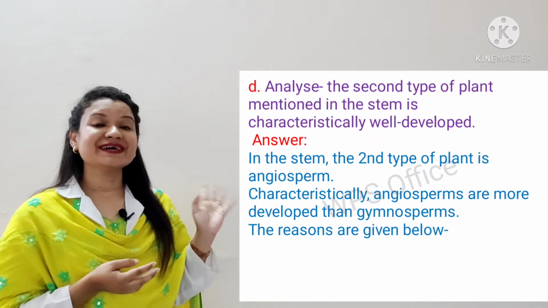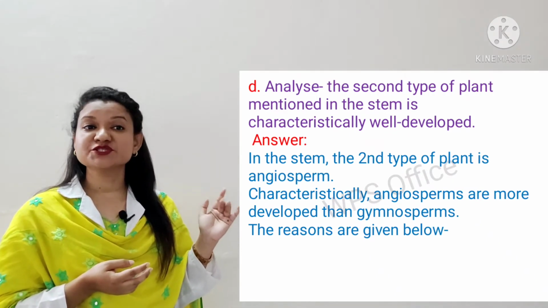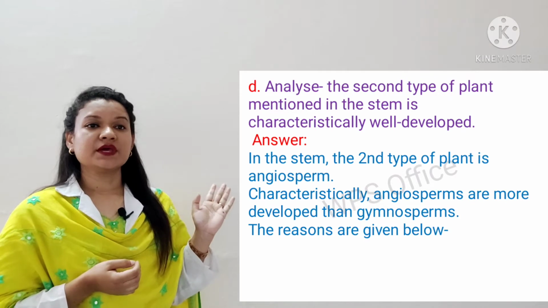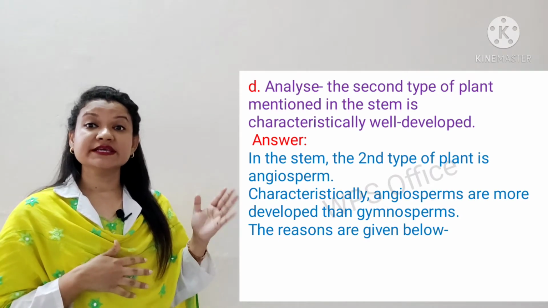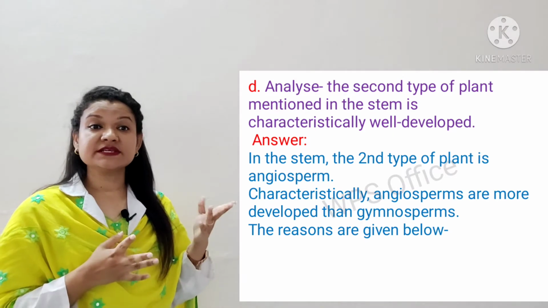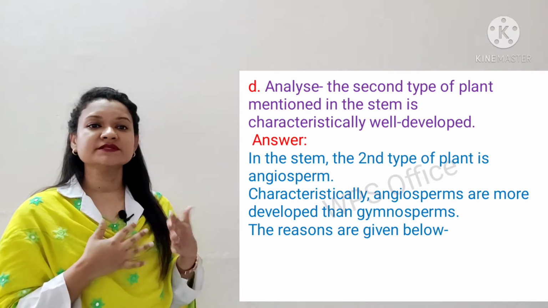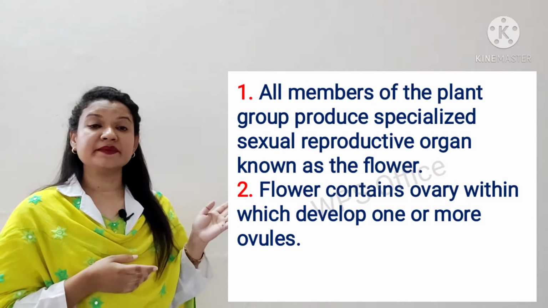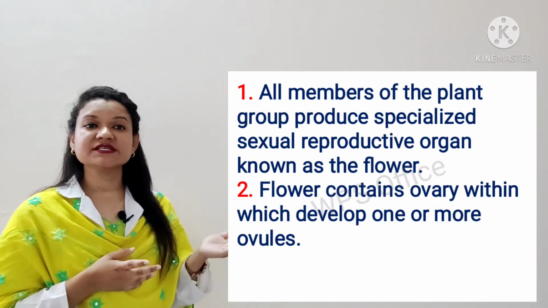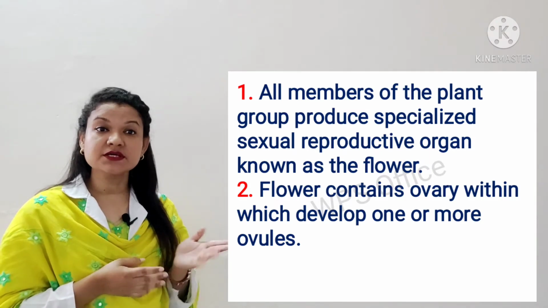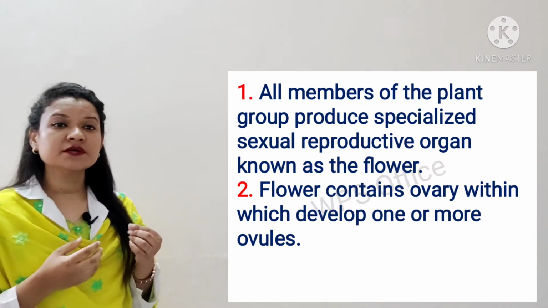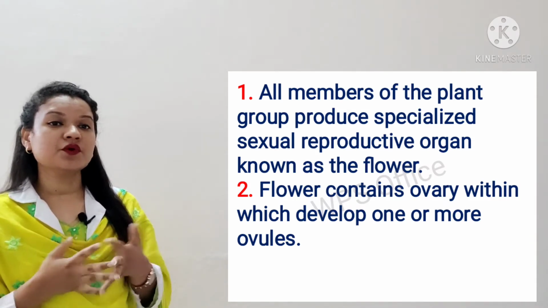Our question was: analyze why the second type of plant mentioned in the stem is characteristically well developed. So, the answer is: in the stem, the second type of plant is Angiosperm. Characteristically, Angiosperms are more developed than Gymnosperms. The reasons are given below. Number 1, all members of the plant group produce specialized sexual reproductive organs known as flowers. Number 2, flower contains ovary within which develop one or more ovules.